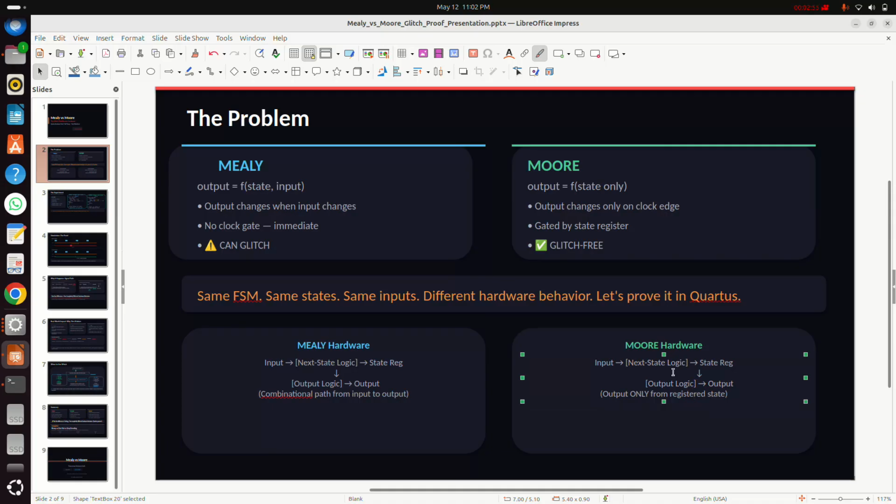Means the output of the Moore hardware depends on the current state, and the output of the Mealy hardware depends on input and current state both. So if we change the input, our output can also change.